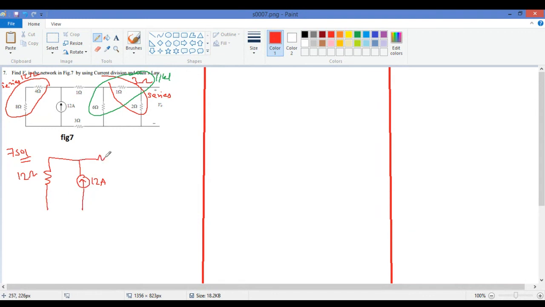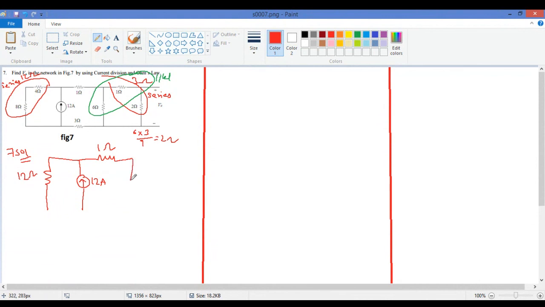Okay, and this is 1 ohm. Okay, and this will become 3. 3 is again in parallel with 6. So 6 into 3 by 6 plus 3, which is 9. It becomes 2 ohms.